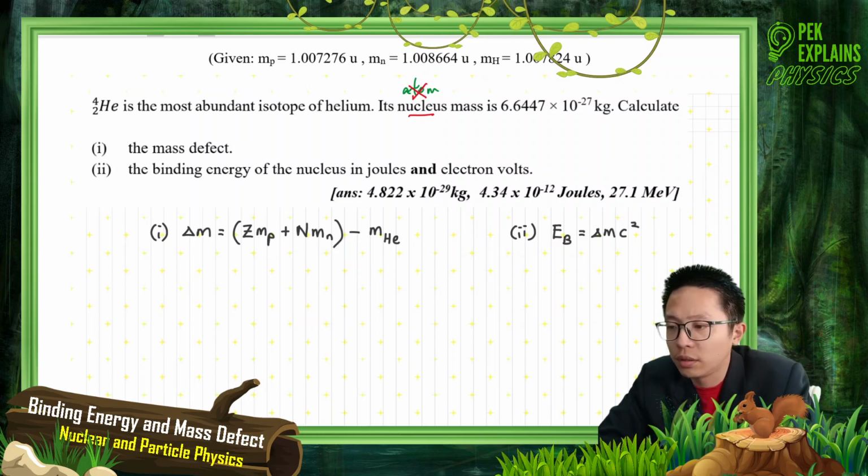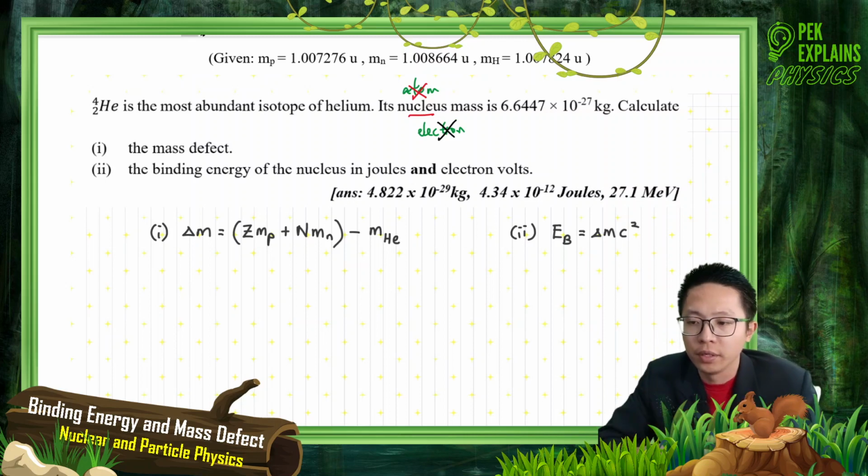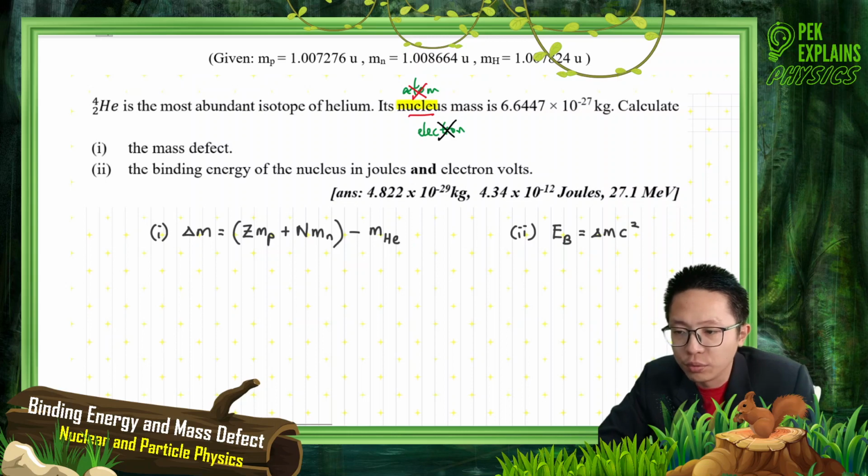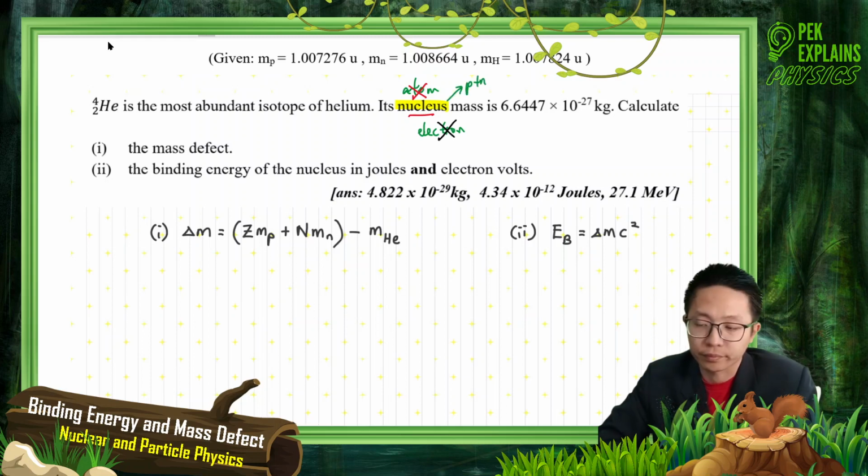So the electron is not included, because we don't take the whole atom. We just take the nucleus only. Nucleus means what? Only the proton and neutron. We don't have electrons there. The electron is in the orbit.